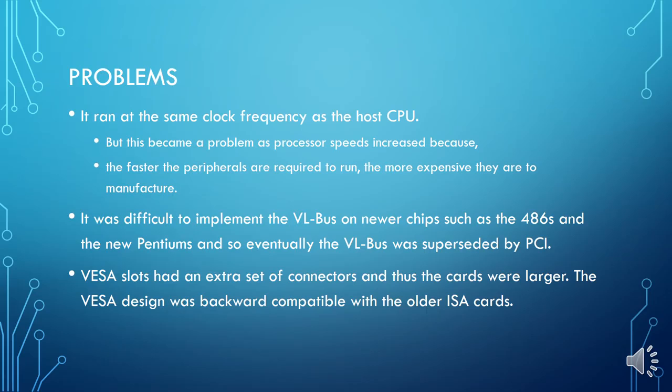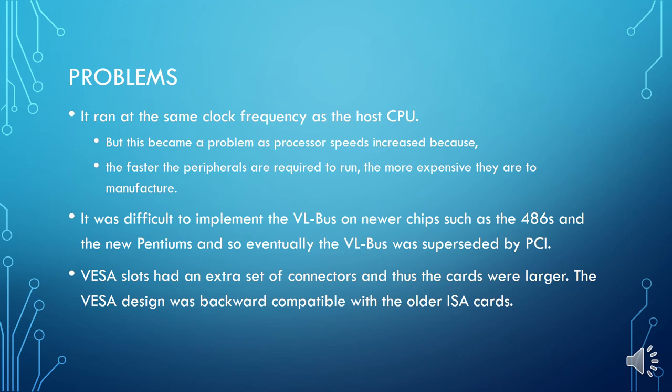Now the problem with VESA was it ran at the same clock frequency as the host PC, but this became a problem as the processor speeds increased, because the faster the peripherals are required to run, the more expensive they are to manufacture. Means as the speed increases, the components become more expensive and overall expense will increase. So this was the main problem.